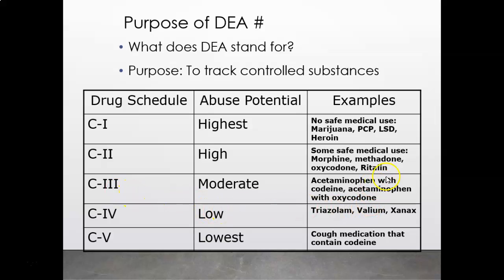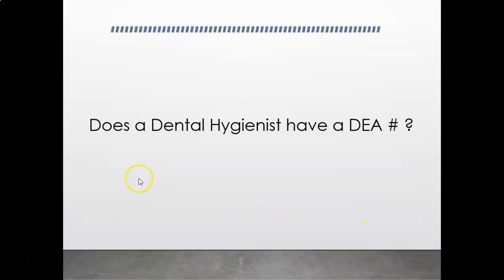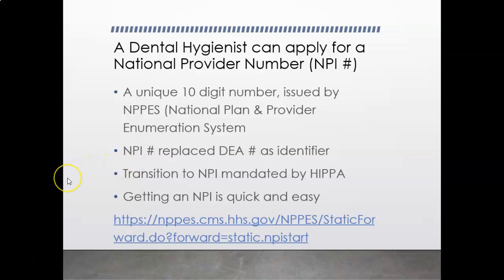C3, moderate, acetaminophen with codeine, acetaminophen with oxycodone. C4, low, triazolam, Valium, Xanax. These are all given for anxiety and possibly for other things as well, but anxiety is very common. And then C5, which is the lowest, cough medicine that contains codeine. So does a dental hygienist have a DEA number? I'll let you think about that for just a second. The answer is no, we don't, because we can't prescribe controlled substances.